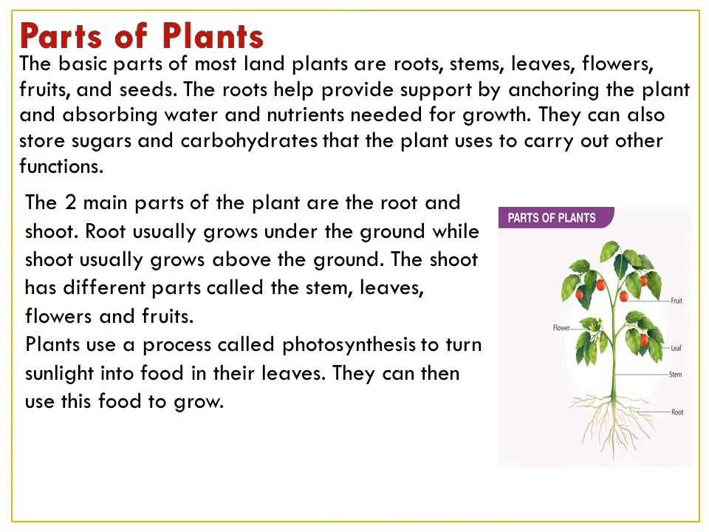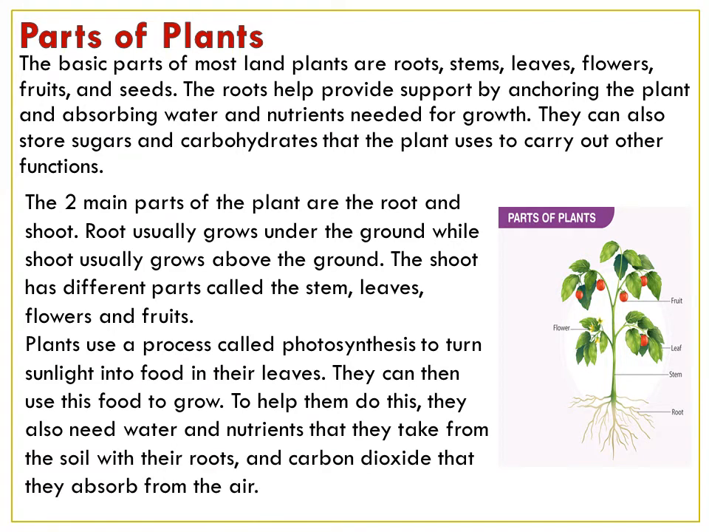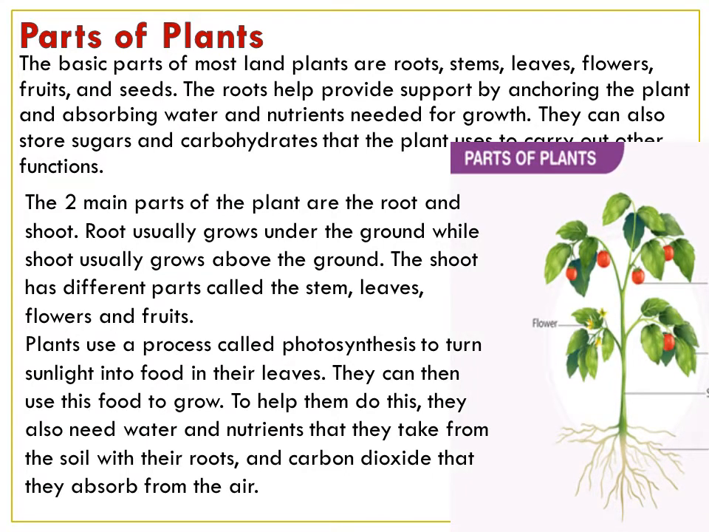Plants use a process called photosynthesis to turn sunlight into food in their leaves. They can then use this food to grow. To do this, what do they need? Water and nutrients, which they take from the soil with the help of the roots, and carbon dioxide, which they absorb from the air. Understood? By seeing the diagram you can understand. Roots are under the ground, and they take water and give it to the stem, which has flowers and fruits on it, and it grows. In that way photosynthesis takes place in plants.